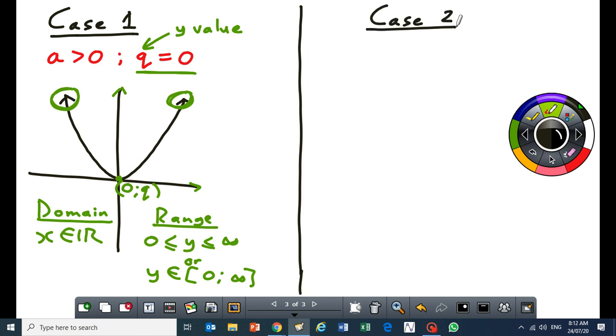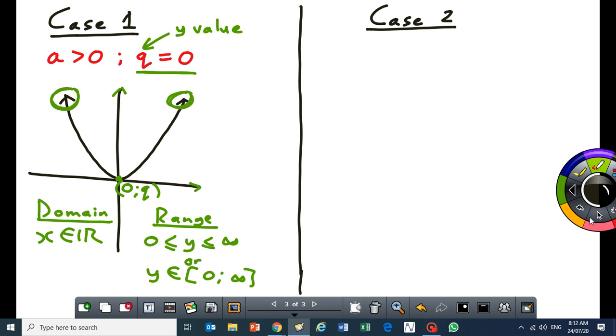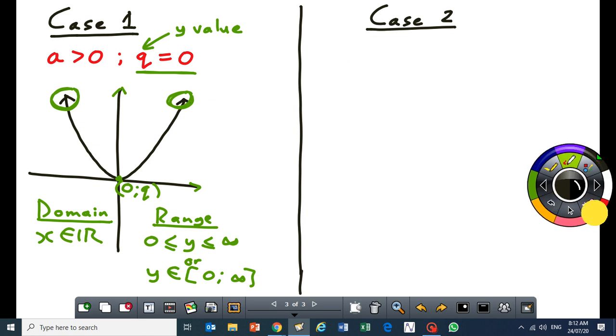A, which is the coefficient of x squared in the general equation, determines the shape of the graph. Q is the y value, it is also the y-intercept. Okay? Then the second case, we are going to remain with A being positive. But now, Q is going to be, let's make Q greater than 0. Okay? So Q is now greater than 0.